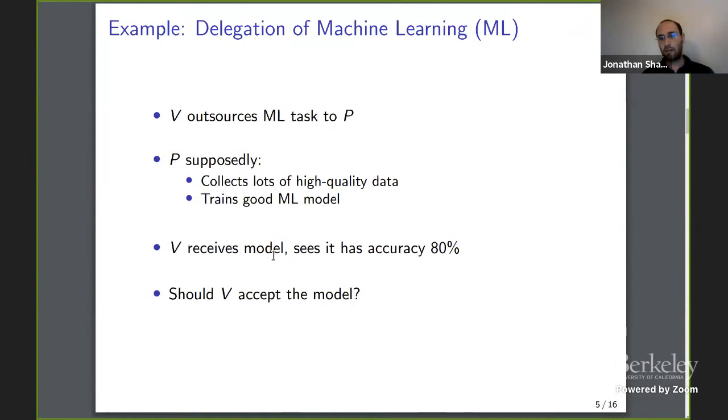And the verifier sees, let's say, that this model has an accuracy of perhaps 80%. Keep in mind that the verifier can always get a good estimate of the true accuracy of the model simply by taking a small number of samples and seeing what percentage of them were labeled correctly by this model. But if we see that the accuracy is 80%, should the verifier accept or reject? Maybe 80% is the best possible, but maybe the prover was actually not doing a very good job, and if they had invested more resources, then they would have gotten to 95%. So should the verifier accept or reject?